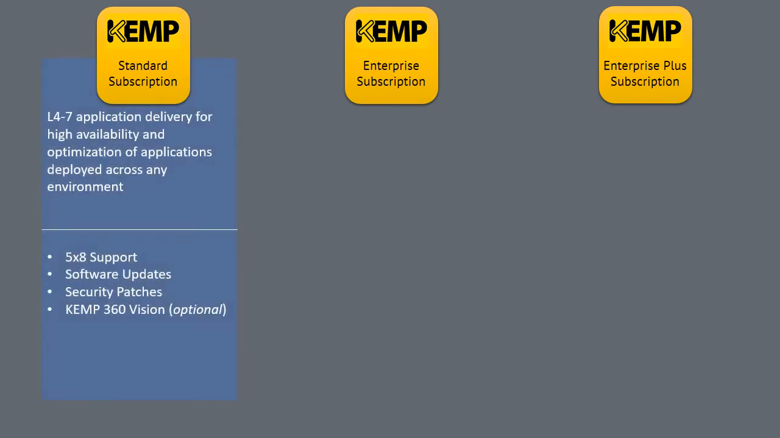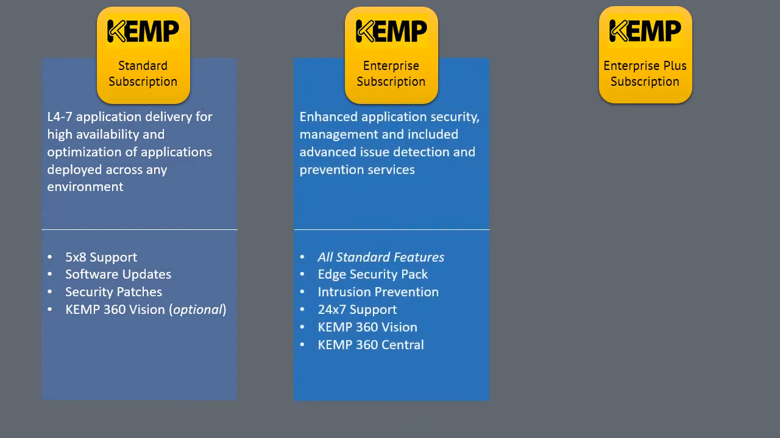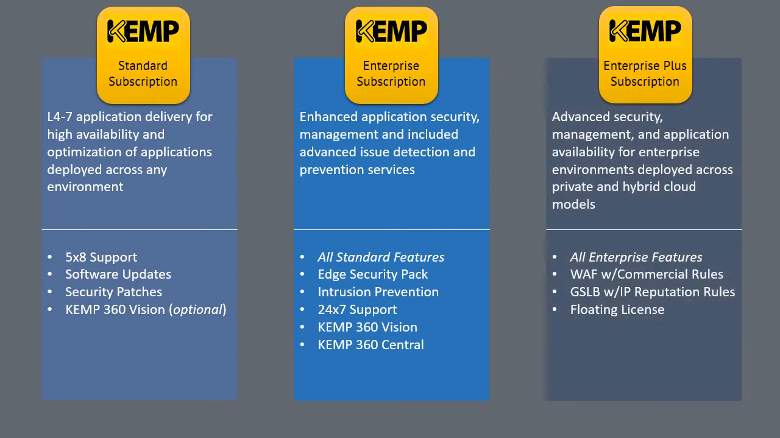The entry-level standard subscription provides core application delivery functionality and includes Kemp support during normal working hours. The enterprise subscription tier builds on the standard features by adding authentication and security features and also bundling in Kemp 360 Vision and Kemp 360 Central to simplify the day-to-day LoadMaster operation. Support services are extended to provide 24/7 coverage. The Enterprise Plus subscription further builds out the features and services included by adding a web application firewall with daily rules updates, geographic load balancing, and again with daily updates of IP reputation rules.